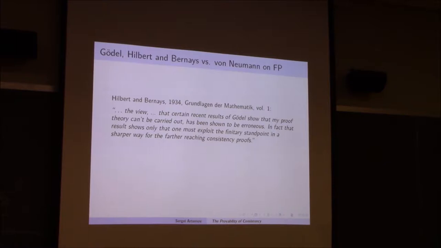So far it means that there are some reservations about the finitary, well, the challenges. And of course, Hilbert never accepted the finitary principle, or formalization principle, in a pretty strong form, and neither did his disciple Bernays. Basically, he says that the certain recent results of Gödel show that my proof theory, the Hilbert program, cannot be carried out, has been shown to be erroneous. I just wonder what he means by this. But in fact, the result shows only that one must exploit the finitary standpoint in a sharper way for the further reaching consistency proofs. So he never accepted this interpretation of G2.